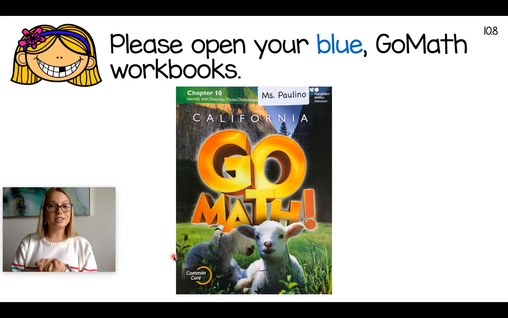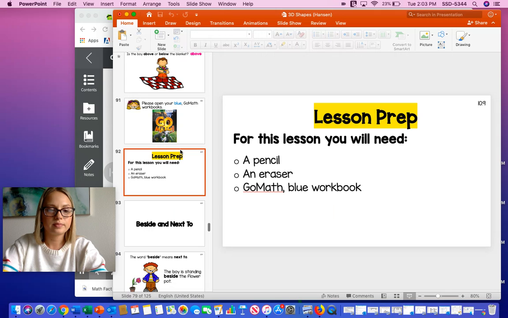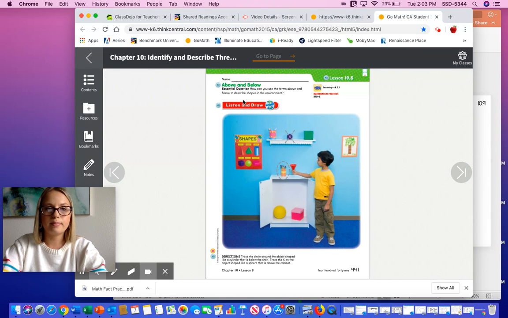All right, so let's get started in our workbooks. That was all the lesson. It was really easy, right? Okay, let's do some workbook pages. So go ahead and open up your green workbook, and it should look like this.